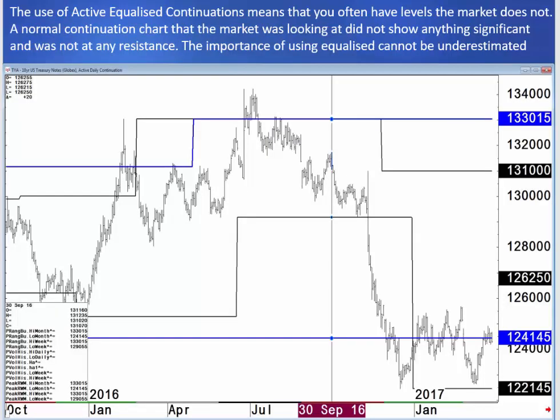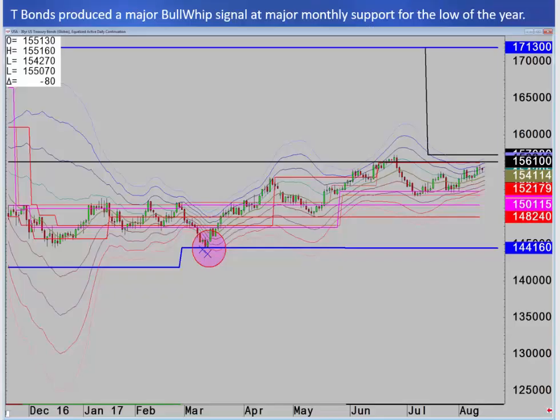Just showing the difference here with a normal continuation chart, the point wasn't connected to support and resistance at all. So you cannot underestimate how important using an equalized contract is. This is just an example from what we see sometimes on commentaries, but this time I've put the study on there as well. So this uses my time average bands, has a pattern which is bullwhip or bear cage, and when we get a signal and it's at a weekly or a monthly support, that is always actionable, and I would say that people should be getting long.